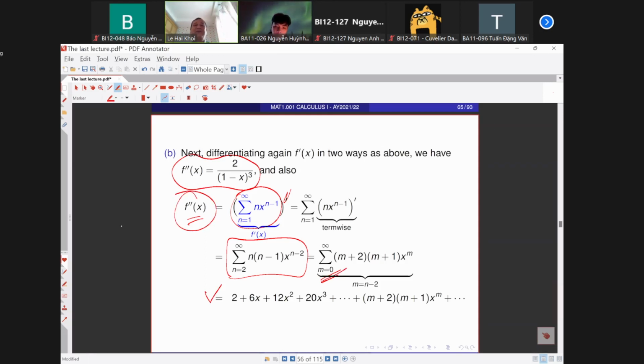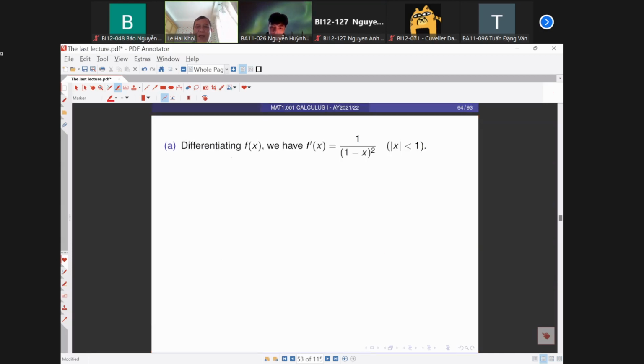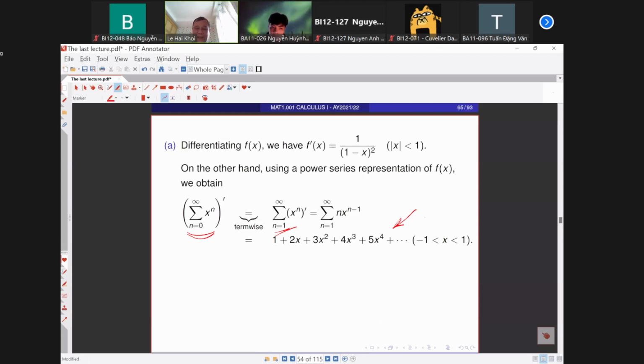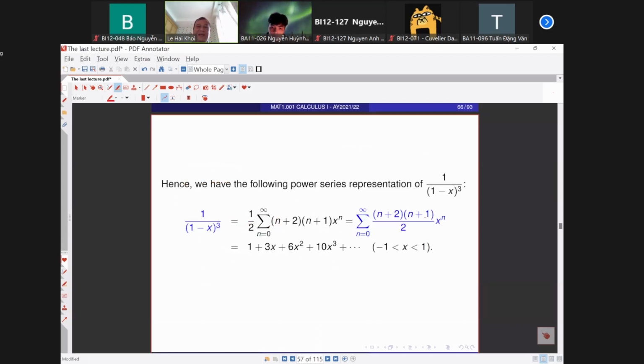f double prime of x. But f double prime of x is twice the function we are asked to do. So this is 1 over 2 f double prime of x, right? Then you get the answer: 1 over 2 of f double prime, the sum of each term's double prime. You get this answer. See? Which means you have that power series.